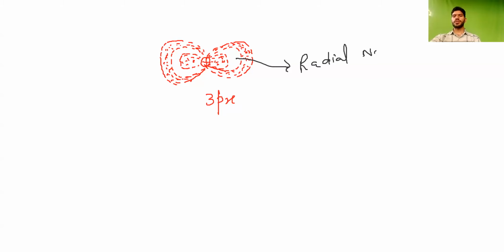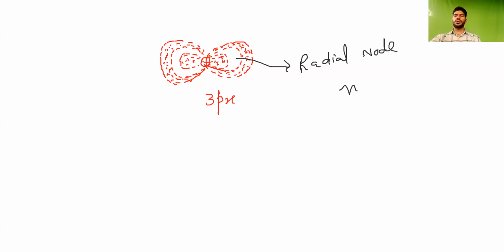You can just draw this structure on your notebook. So what is the difference between 2p and 3p? This is the shape of 3p. Let's say this is the 3px. I hope you can clearly see here that there is a node, a radial node, or you can also call it a spherical node.